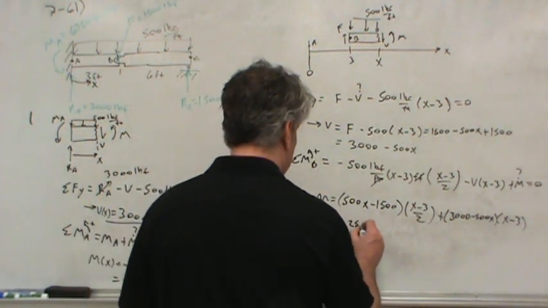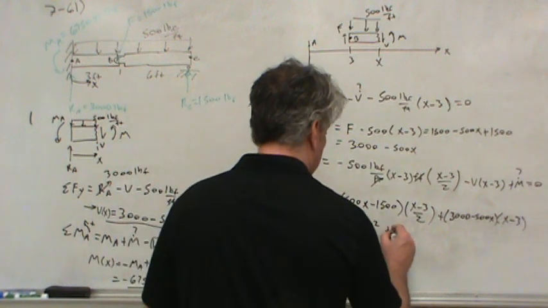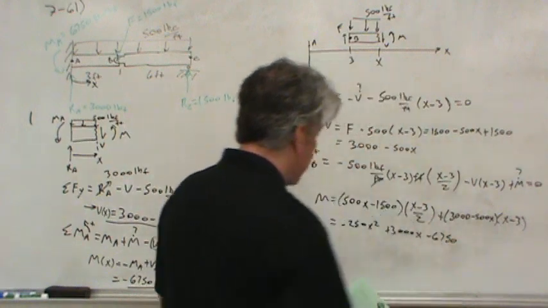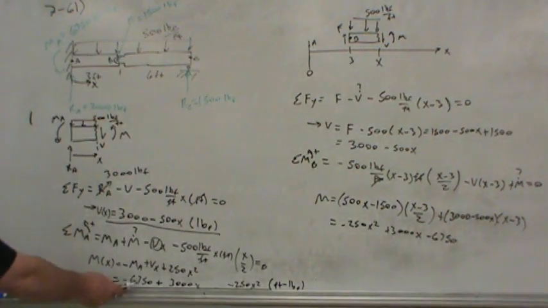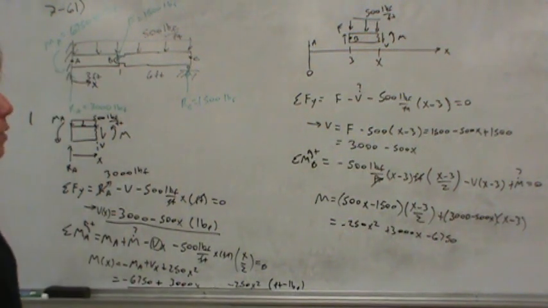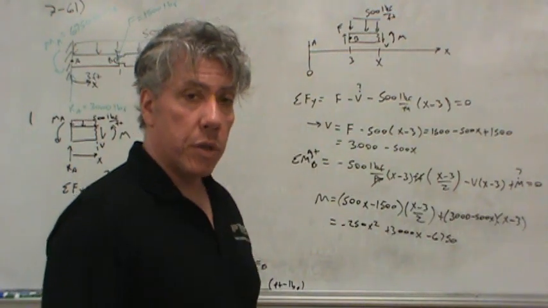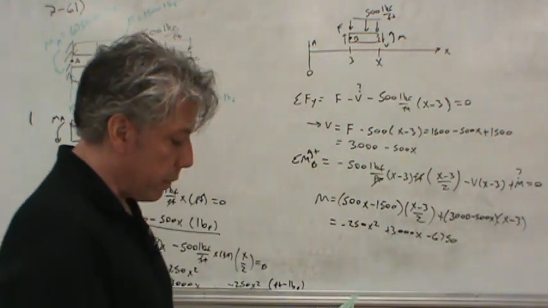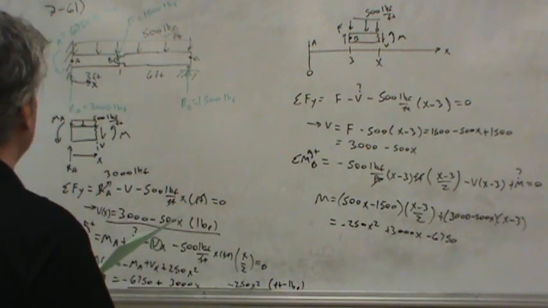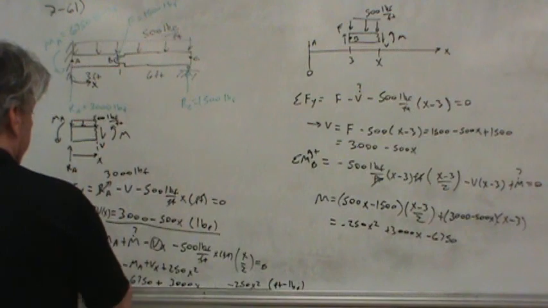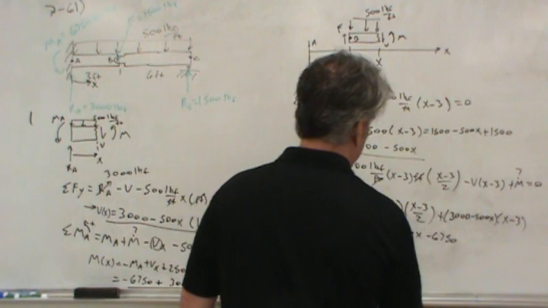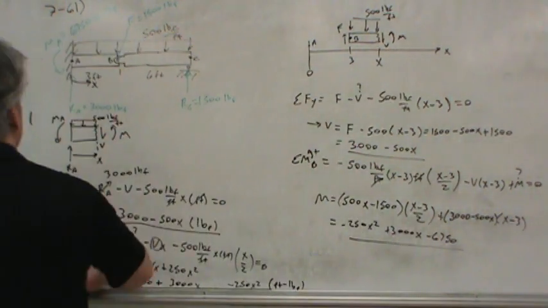I got negative 250x squared plus 3000x minus 6750. Does that sound familiar? It should. Exactly what we got before. Negative 6750 plus 3000x minus 250x squared. So the shear and the moment equation are the same throughout the entire length of the beam. So, now let's make shear and moment diagram. So I don't really need both of these, they're duplicates. Basically, this equation for shear and this equation for moment will work along the entire length of the beam.